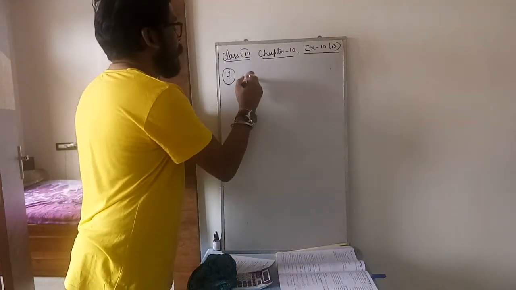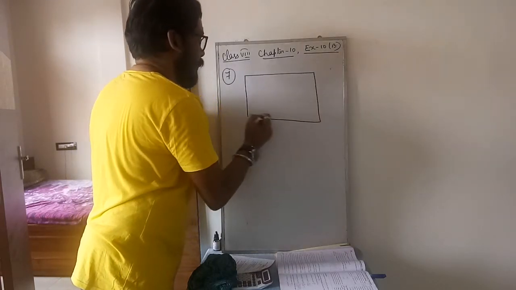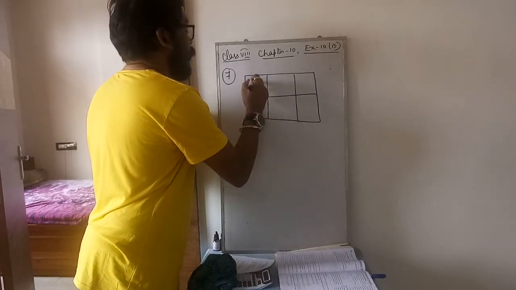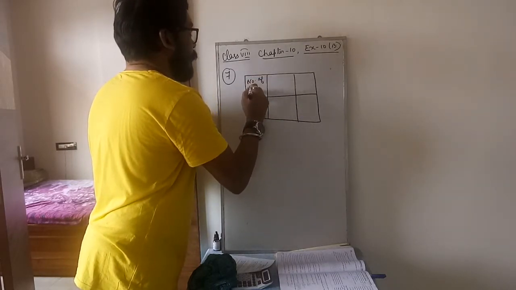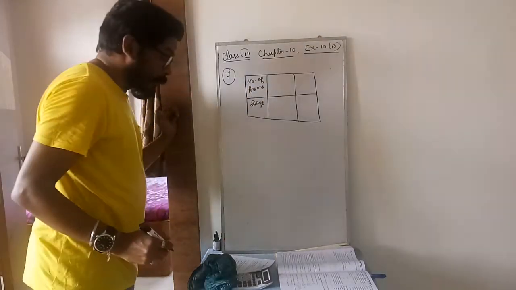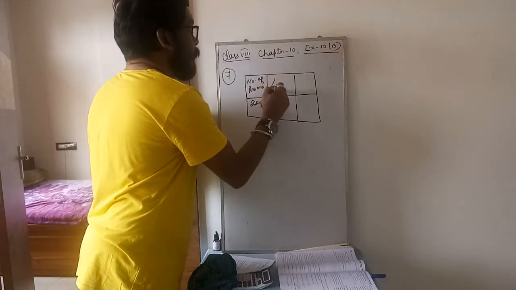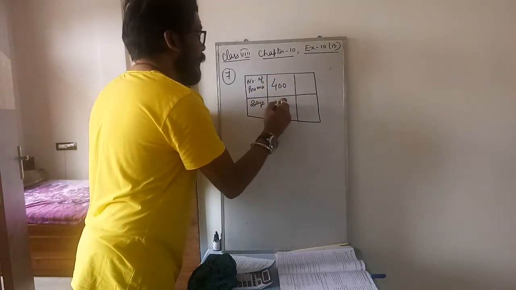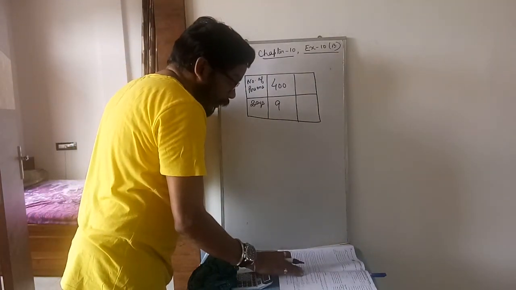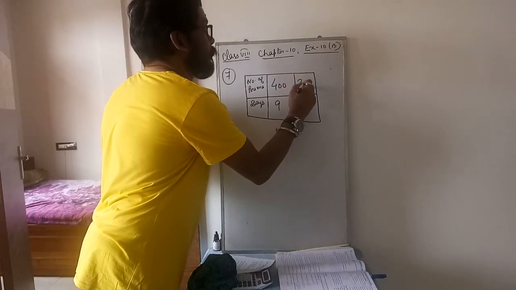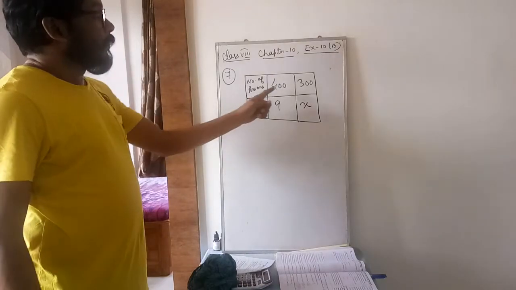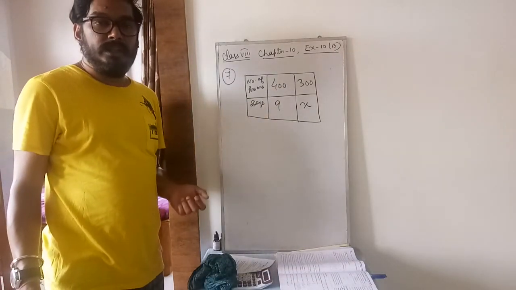So here we will make a table between persons and number of days. Number of persons, and here days. In the first case it is 400 persons and 9 days. Next case, 300 persons, and days is not given, so x. You can take this value to check whether your answer will be more or less.